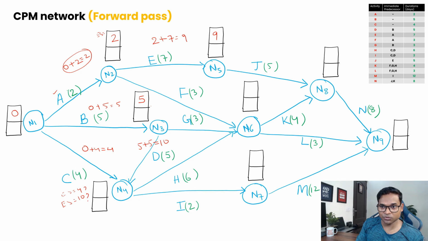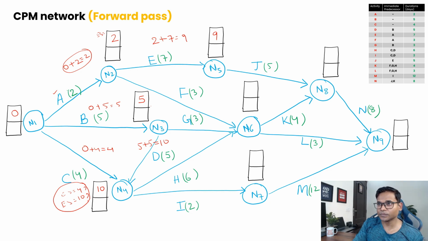Now which one to choose out of these two? Remember, for the forward pass we always take the maximum. So the maximum early start duration is going to be the early start for the particular node. In 10 and 4 the maximum is 10, so we will take 10, not 4. So we found the early start for this node 4. Now let's move to the next nodes.